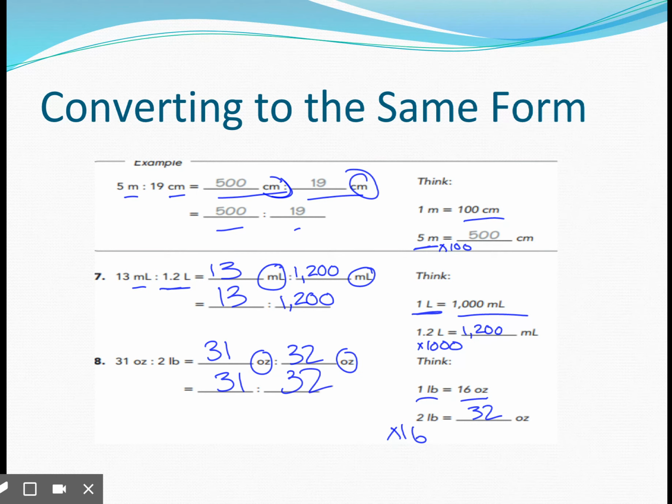And that's it for your first lesson on ratios. Nothing too difficult. Just remember, order really matters, and try and get things into the same unit of measurement.